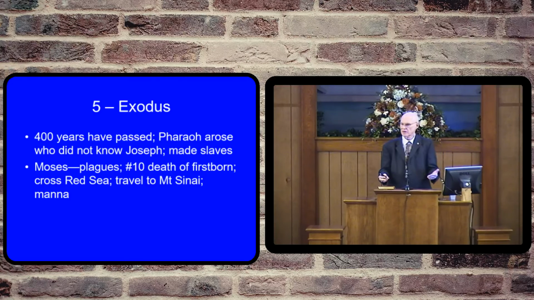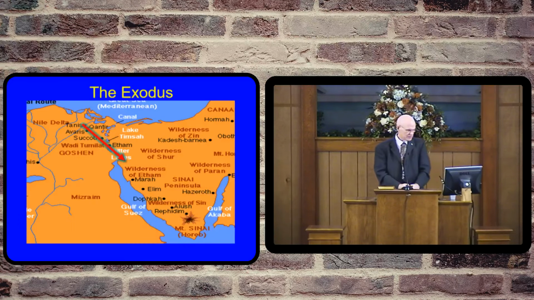They're hungry. God feeds them with manna. They have nothing in the wilderness there to eat. And God provides water for them there. So they left from the land of Goshen in Egypt, and they traveled down to Mount Sinai with their camp.